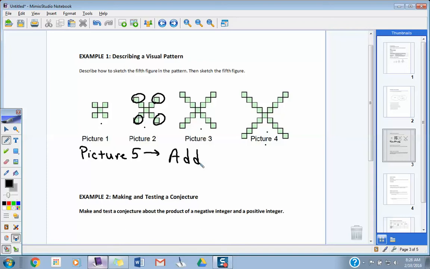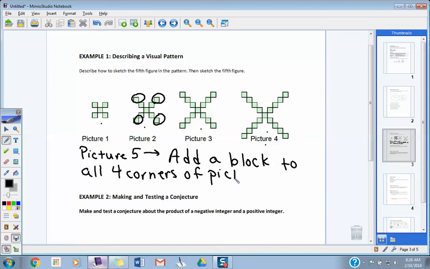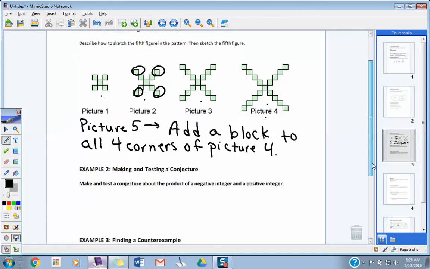Okay, add a block to all 4 corners of picture 4. Now guys, as we went through this right here, did we just do something based on fact, or did we kind of see a pattern evolving here? It's a pattern. So when we made this statement right here, is that statement that we did deductively or inductively? Inductively. Okay, did that inductively. So that'd be some kind of inductive reasoning right there. All right, so very good.